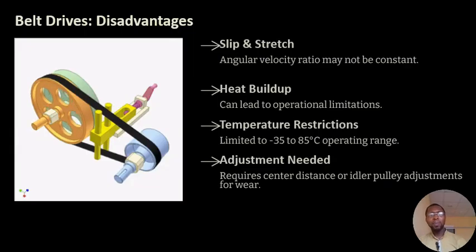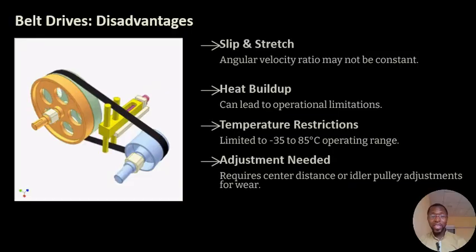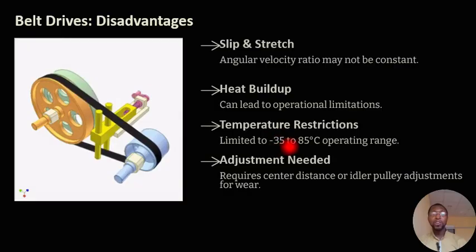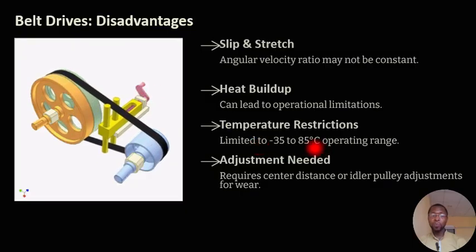Again, another disadvantage about belt drive is that it has a temperature range or temperature restriction. There's a particular temperature range beyond which you cannot use a belt drive. The temperature range is between minus 35 degrees Celsius to 85 degrees Celsius. Anything outside this, the belt drive will not function properly. So that is a disadvantage when it is restricted to a range of temperature.